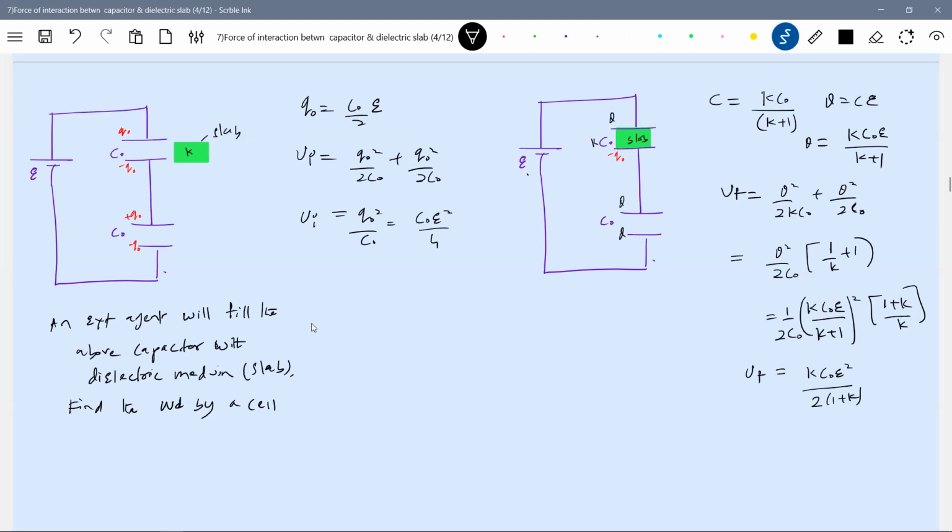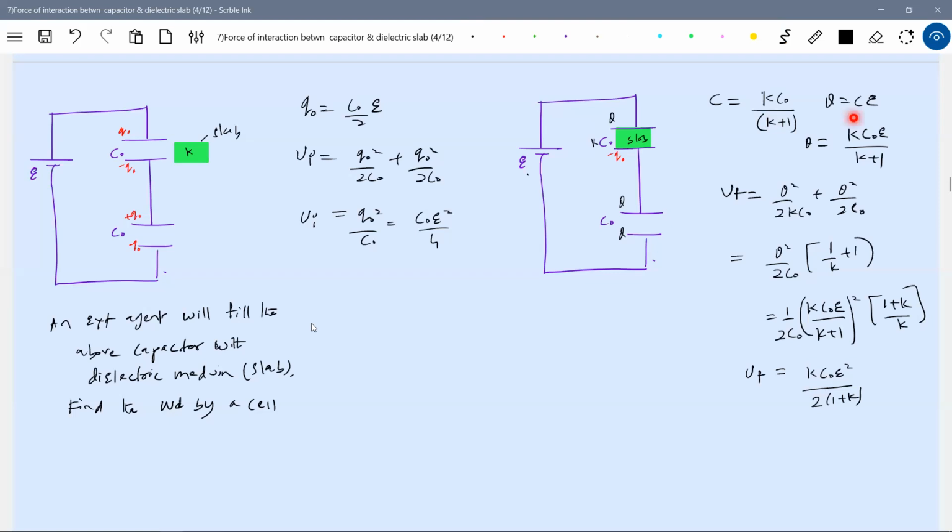Look at the final energy: does it increase or decrease? It all depends on K. K should be greater than 1, no doubt. So put K equal to 3 by 2 and check it. Is UF greater than UI? Put K equal to 2. If you put K equal to 2, C naught E square by 3 versus C naught E square by 4, the energy got increased, no? But altogether, I should take help of this equation, then conclude whether energy increases or decreases.